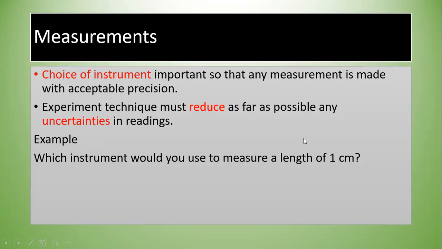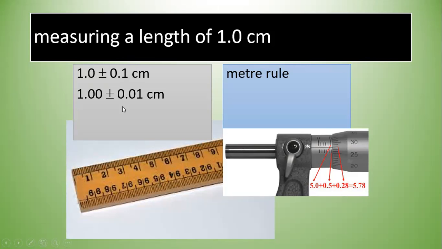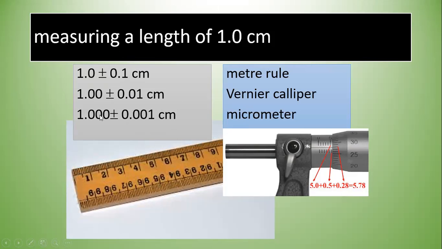Example, which instrument will you use to measure a length of 1 cm? Vernier caliper or micrometer? You use a meter rule to measure 1 cm, the smallest graduation or uncertainty is 0.1. If you use a vernier, you can read one more decimal place, so the smallest graduation is 0.01. Micrometer gives you a better precision, an extra decimal place.